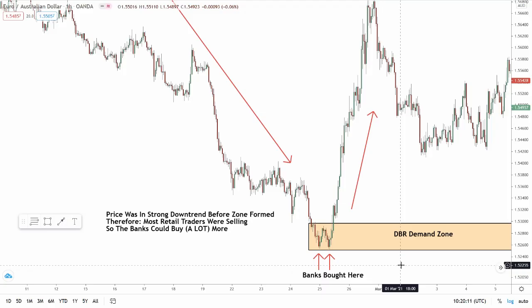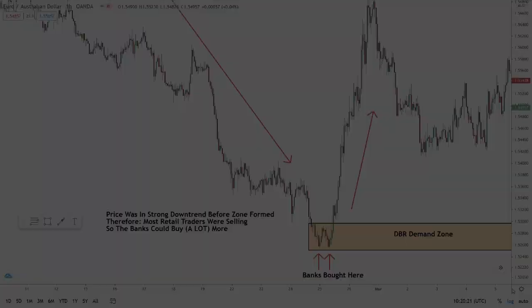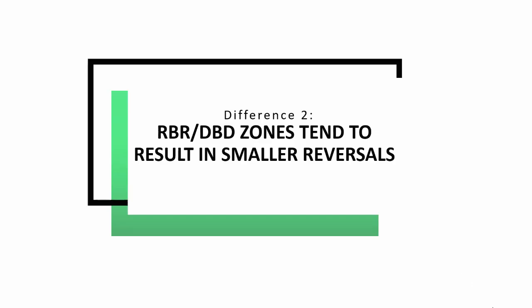The banks would only buy or sell a huge amount if they were confident price was going to move in their expected direction. So the chances of price reversing from a rally-based drop or drop-based rally zone is much higher because the banks will either want to defend their positions or buy or sell more to get any leftover positions placed. Let's look at the other difference now.